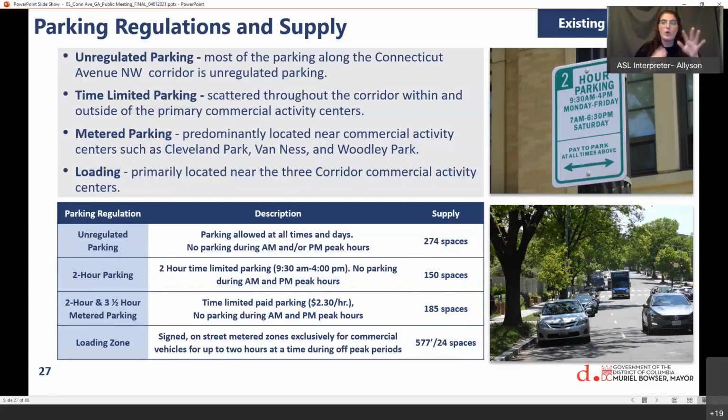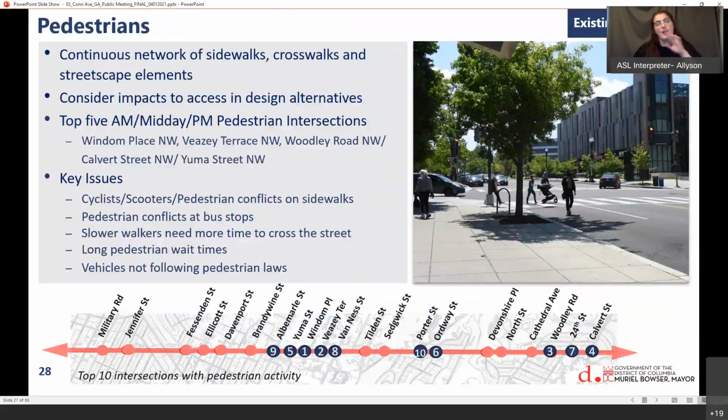In terms of pedestrians, we've heard from lots of folks in the community, and they've told us there are about 5 key pedestrian issues in the corridor. One, cyclists and scooters and pedestrian conflicts on the sidewalks; two, pedestrian conflicts at bus stops; three, slower walkers need more time to cross the street; four, long pedestrian wait times; and five, vehicles not following pedestrian laws.